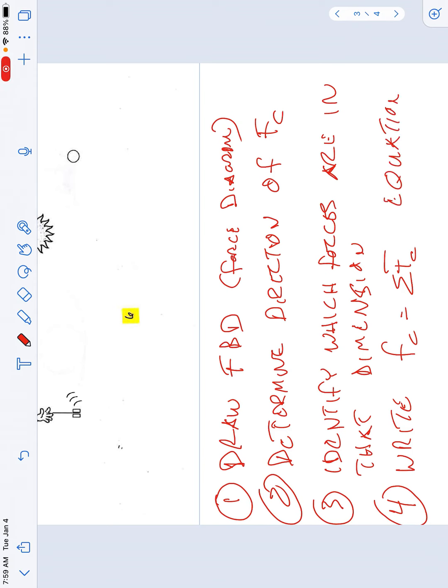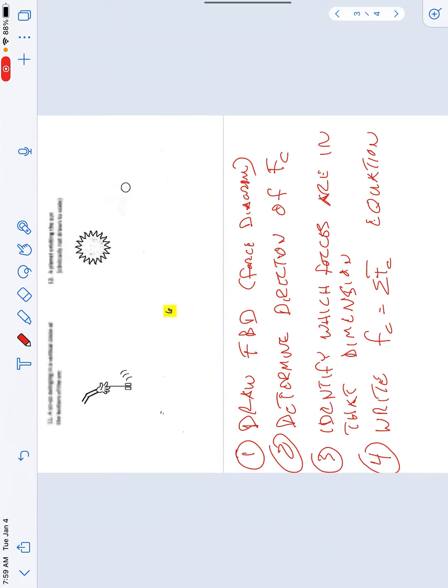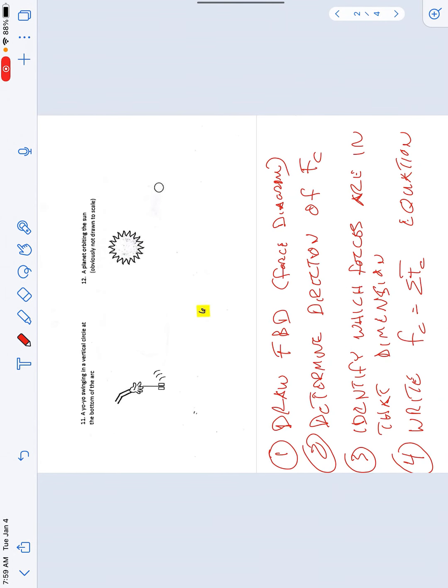All right, so you've got a whopping 12 problems to do on this worksheet. I know you can do it. And then if you finish it, I would encourage you guys to go back to worksheet 1 and see if you can use this to solve the problems.